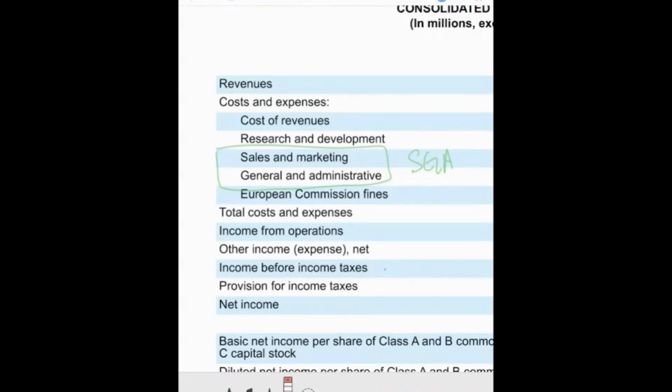Next, let's move on to the next expense that they have, which is the European Commission fine. This is not very common. This only happens in Alphabet, which is Google, because there are a lot of data breaches that come to this tech company. So in the end, these expenses become very normal for them, so they add it into their expenses space. So just ignore it, you won't find it in any other company.